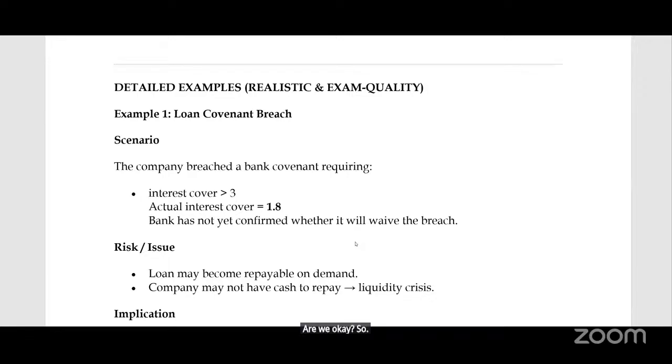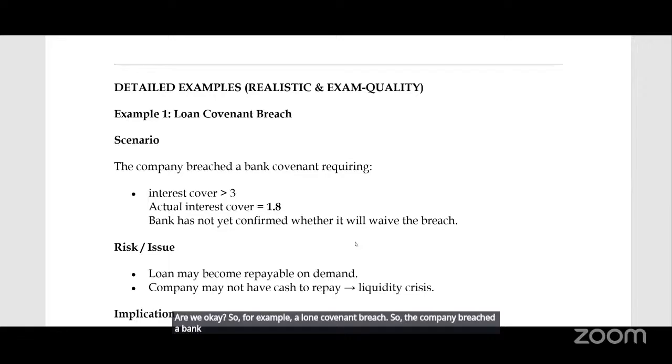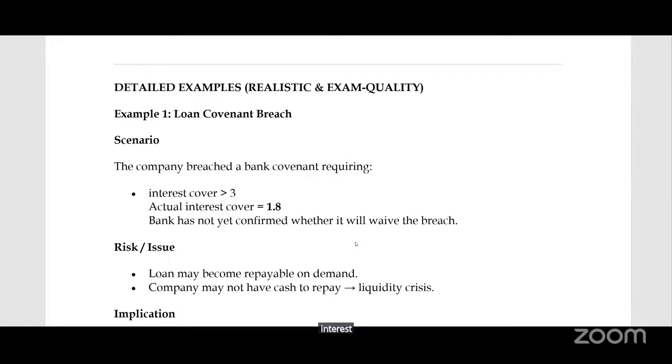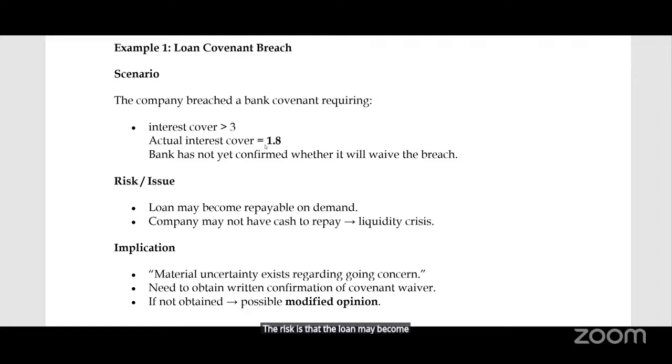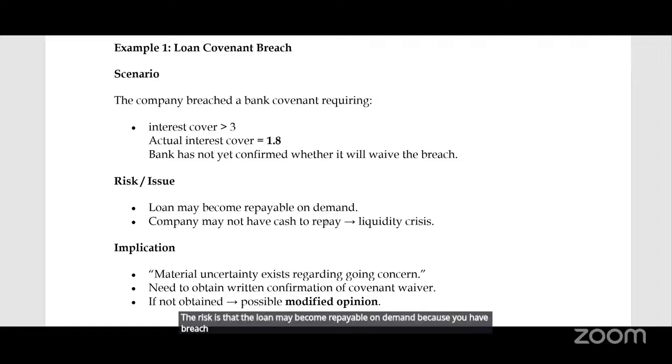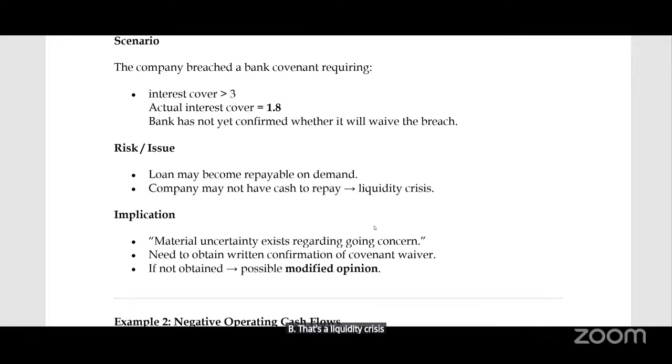So for example, a loan covenant breach. The company breached a bank covenant requiring interest cover greater than 3. Actual interest cover is 1.8, right? The bank has not yet confirmed whether it will waive the breach. The risk is that the loan may become repayable on demand because you have breached this, and the company may not have the cash to repay. That's a liquidity crisis. This is a business risk. However, there's material uncertainty regarding their going concern. That's how you are going to write this, right?